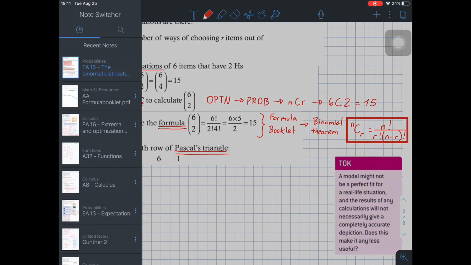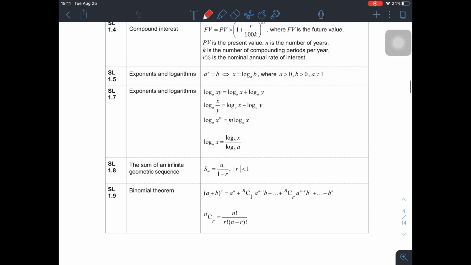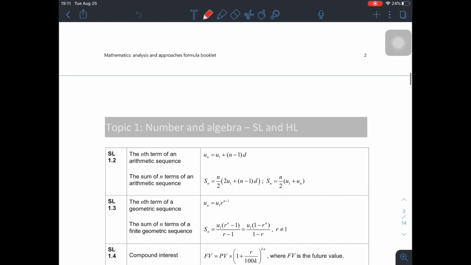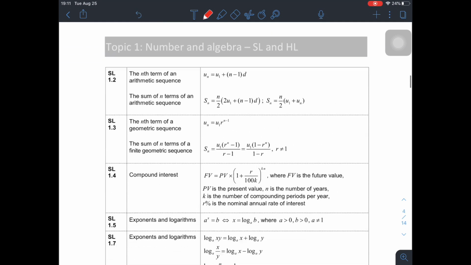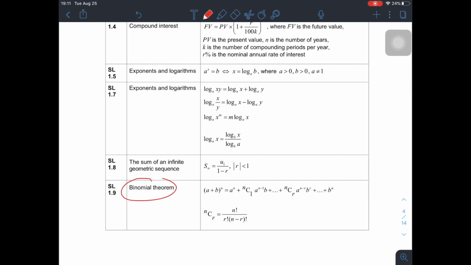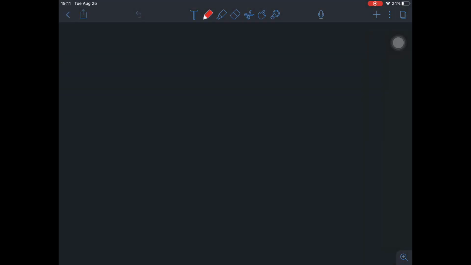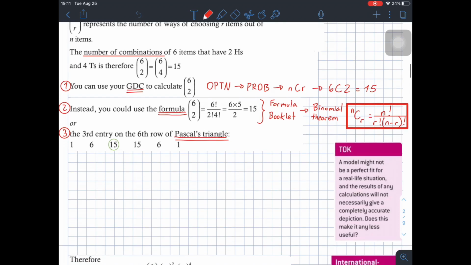Let me show you. If we go to the formula booklet, this is topic 1, number and algebra. If you scroll down, you see binomial theorem here. And here you have the formula for combination, right? nCr is equal to n factorial divided by r factorial times n minus r factorial. Okay, so that's something that you should know how to apply in case you're not allowed to use a calculator.